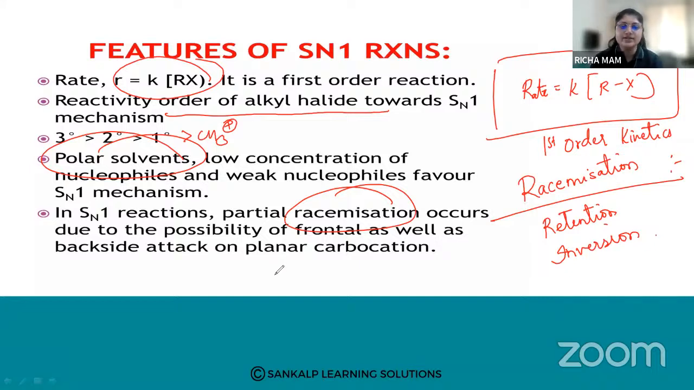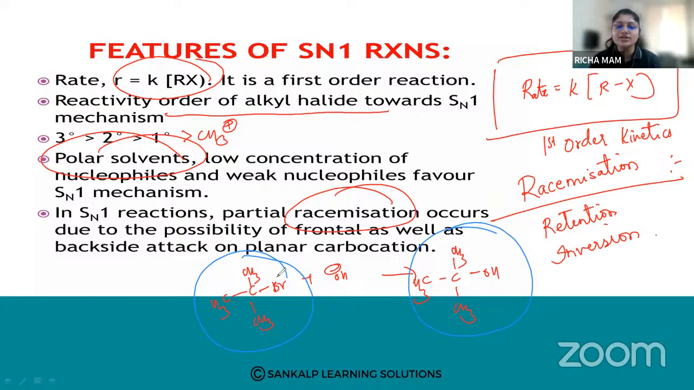Now, when we were discussing the reaction (CH3)3C-Br plus OH, what is happening? You will get (CH3)3C-OH. When you compare the reactant and the product, the only change is the nucleophile. Here the leaving group will leave and the nucleophile will get attached.